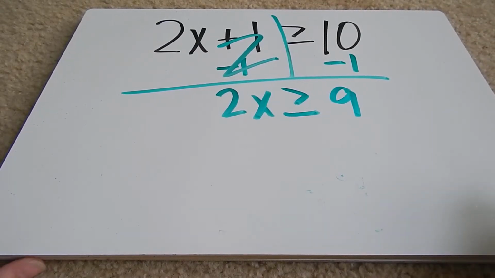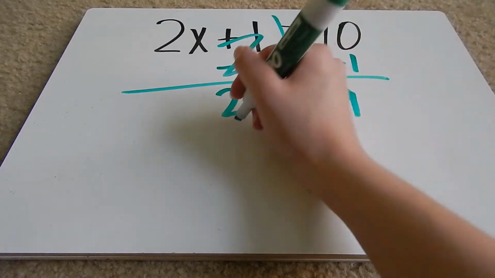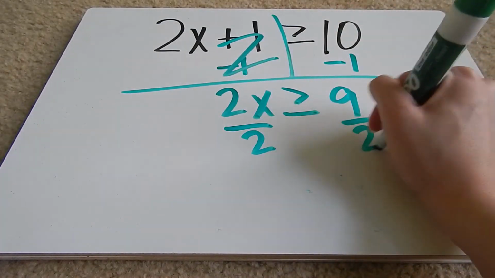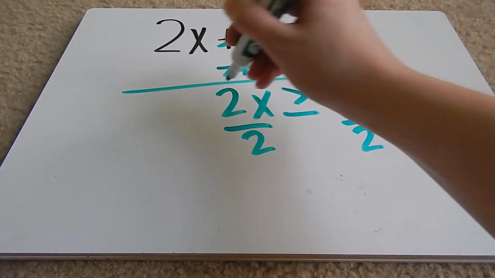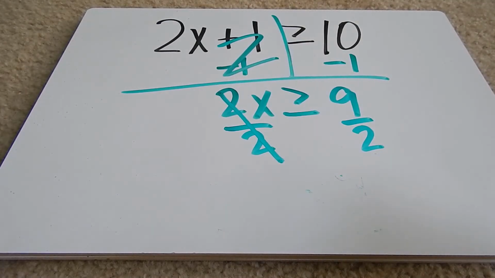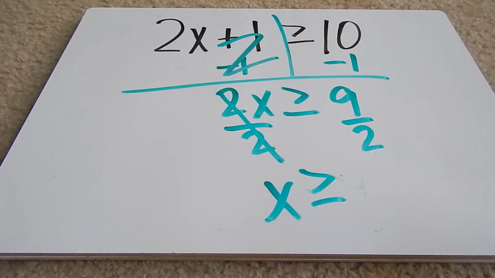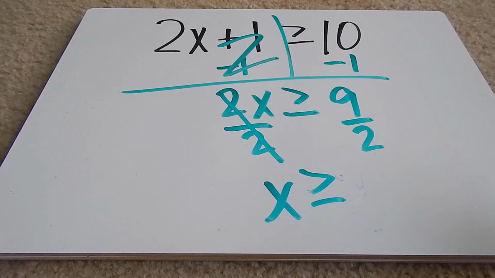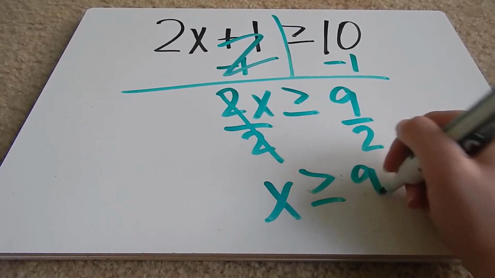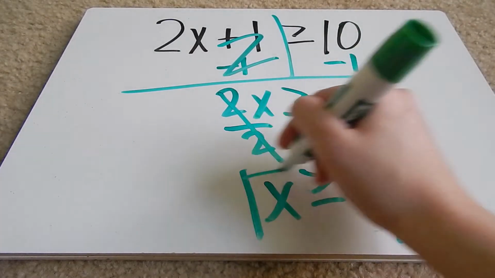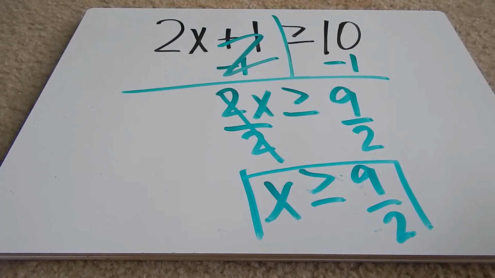The next step is to undo the multiplication by division. So I'm going to divide both sides by 2. This is going to 1 out by the x here, so we have x or 1x. Bring down the inequality symbol. Again, we did not multiply or divide by a negative number, so it's going to stay greater than or equal to. And then 9 halves is going to stay 9 halves. And that's our answer: x is greater than or equal to 9 over 2.